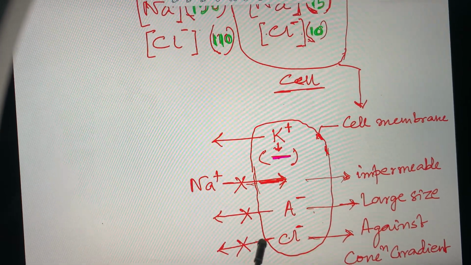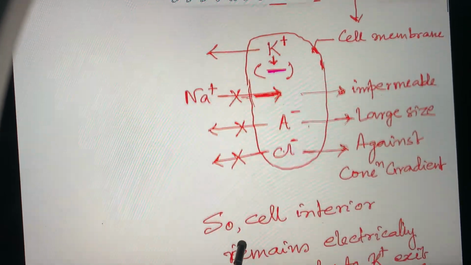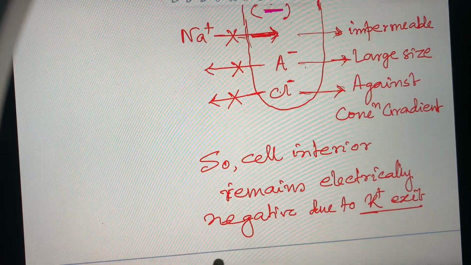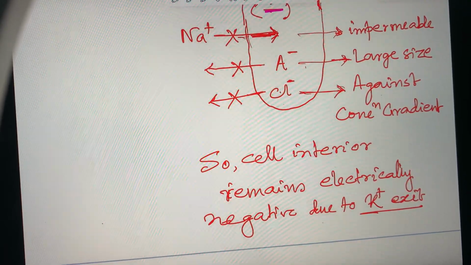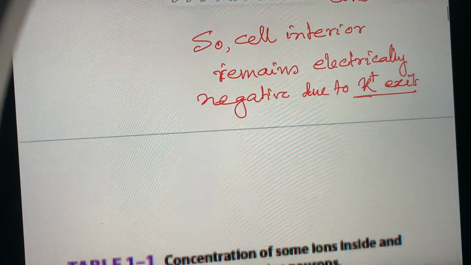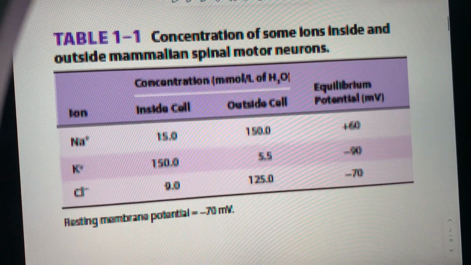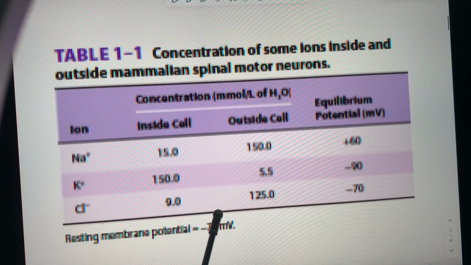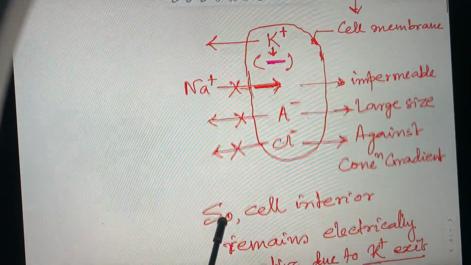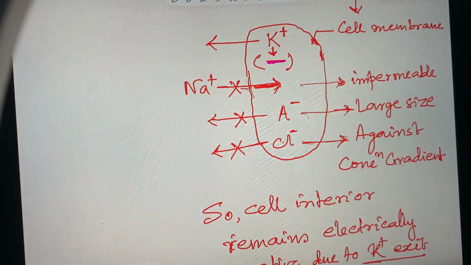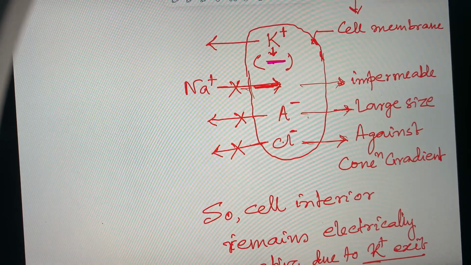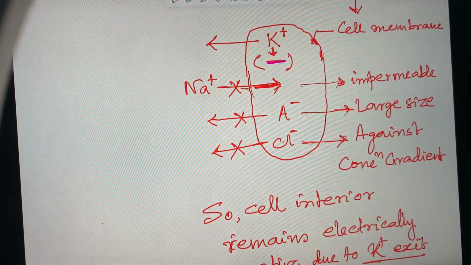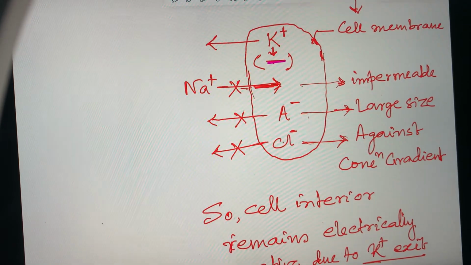So at a certain electrical potential, this electrical gradient and concentration gradient are equal, and that is the actual resting membrane potential. That is called the equilibrium potential of potassium. In case of potassium, this equilibrium potential comes to about minus 90 millivolts. That is, equilibrium potential of potassium is minus 90 millivolts.